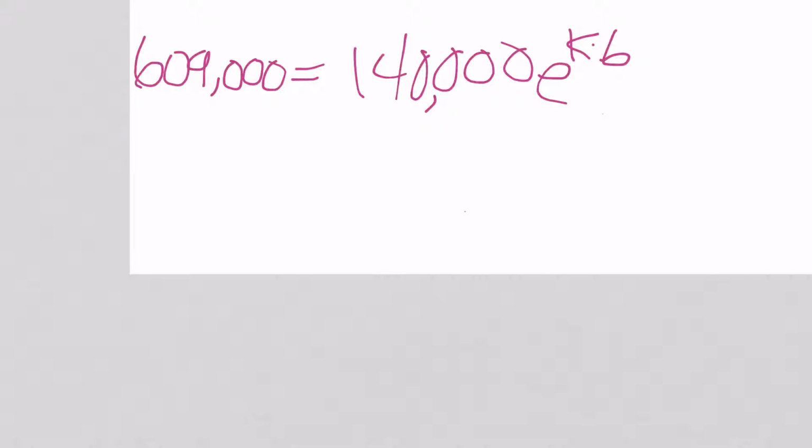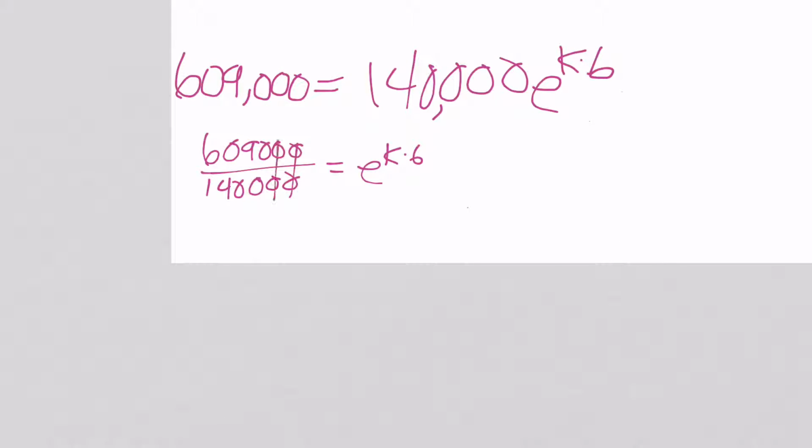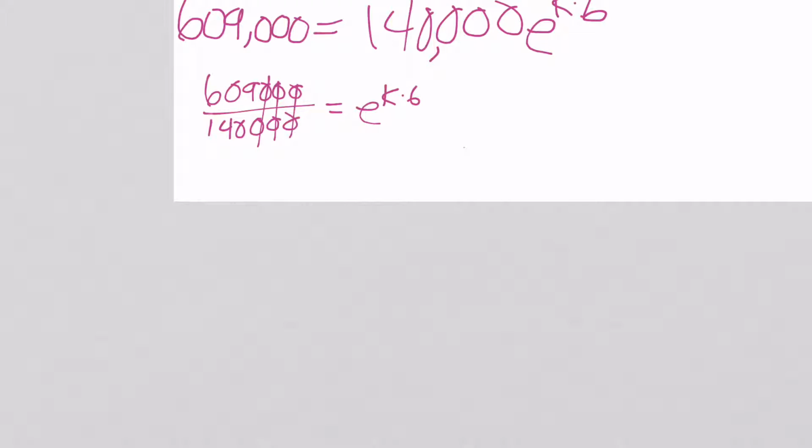So I'm going to solve this in the same way that I started to solve that last problem. I need to isolate the exponential part. So 609,000 divided by 140,000 equals e to the k times 6. Notice that all those zeros are going to cancel, and I'll just have 609 divided by 140 because math is cool like that. So now I need to get that exponent down, and I do so using logs.